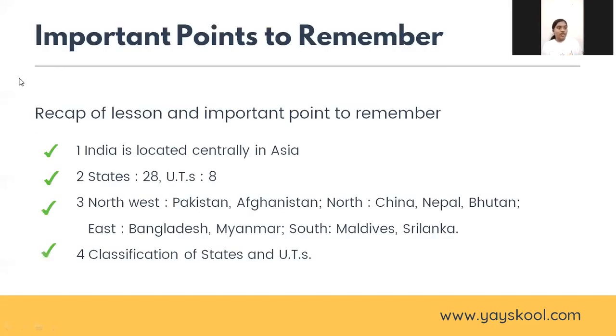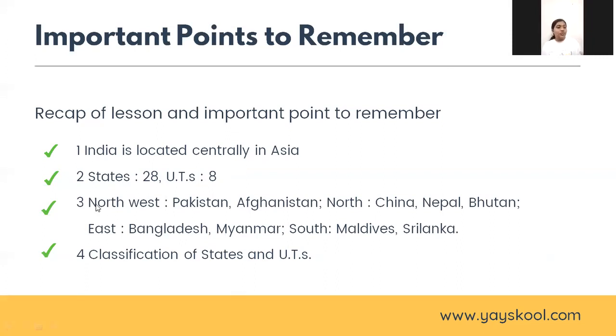So with this, we have completed chapter 1, and I'll just take you through all these points. So what all have we learned today? First, we have learned that India is located centrally in Asia. This is already something that we learned in the previous class, right? It connects the Eastern and Western Asia parts and all these things. And second, we have 28 states and 8 UTs. Why? In 2019, the Jammu and Kashmir reorganization happened and now it is a UT.